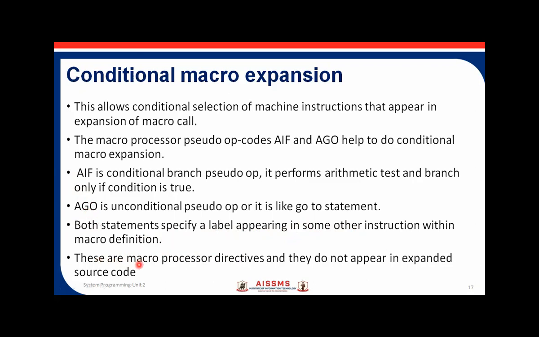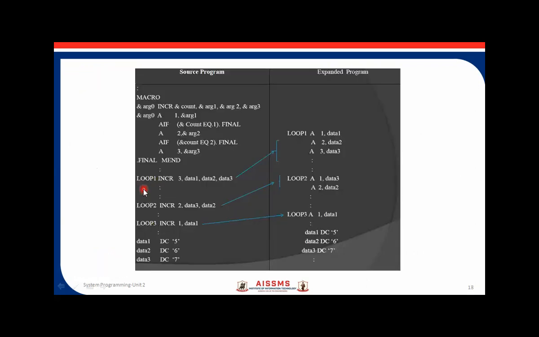Okay, so these are the macro preprocessor directives, and they do not appear in the expanded source code. When you see the expanded source code, after applying these pseudo opcodes, you won't see these particular things at the expanded level. What you will see is which instructions are executed based on whether the condition is true. Let us understand conditional macro expansion with the help of an example.